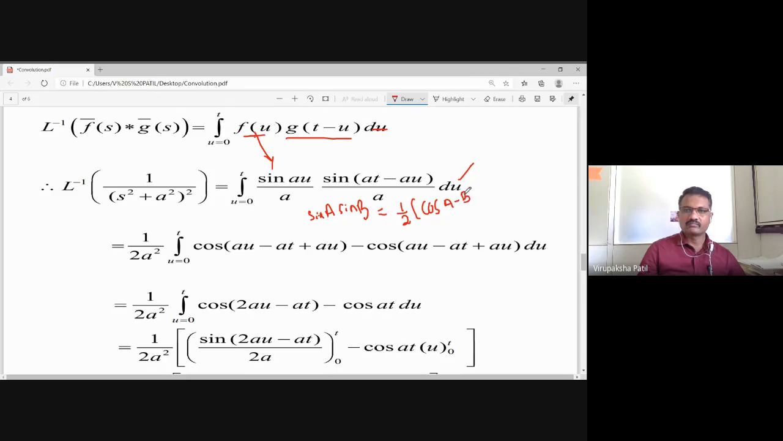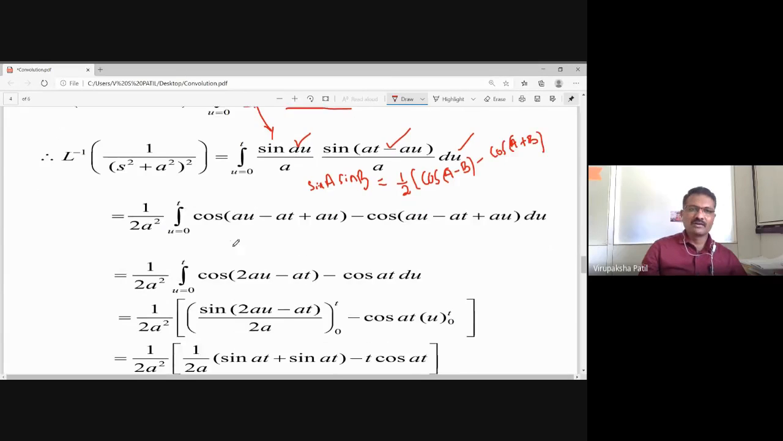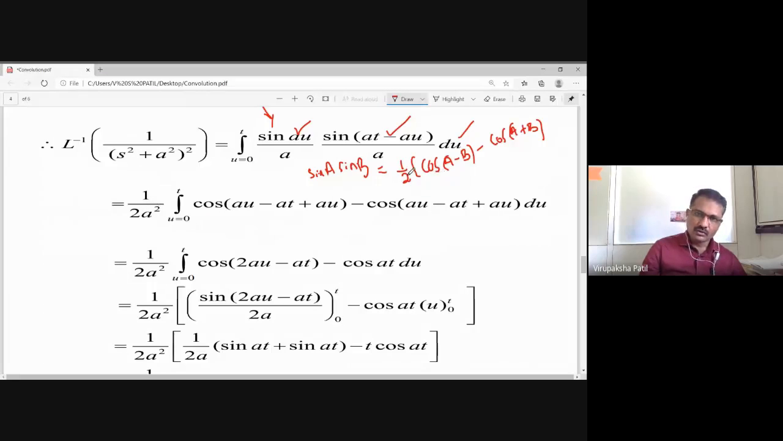So you will get cos (A minus B), because cos (A minus B) means you will get cos A cos B plus sin A sin B, and minus cos (A plus B). For cos (A plus B) you will get cos A cos B minus sin A sin B. If you take this minus sign inside, that becomes plus sin A sin B. So 2 times sin A sin B you will get here. To manage that 2, we have taken 2 divided by 2 here. So applying this formula, taking this as A and this as B, you will get 1 divided by 2.